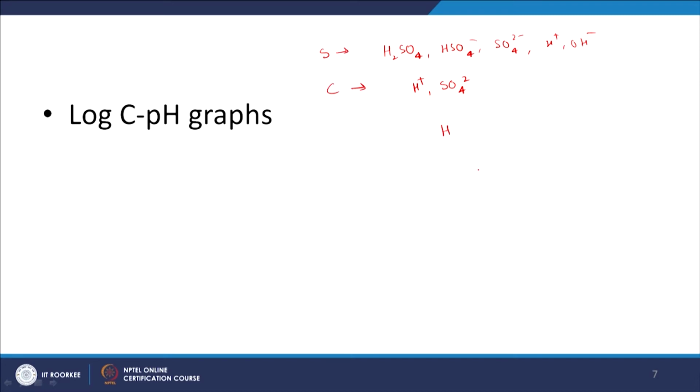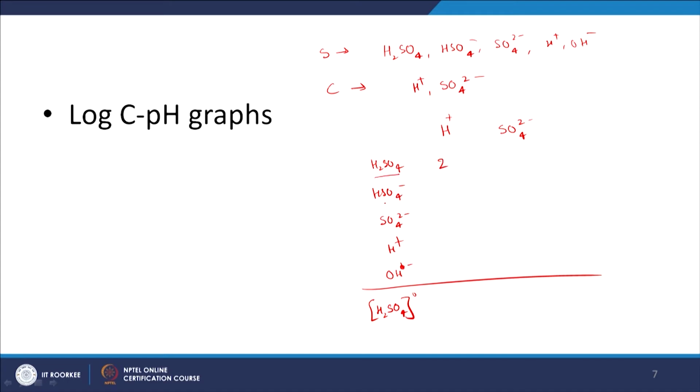So I'm doing it on H plus and on SO4 2 minus. The species are H2SO4, HSO4 minus, SO4 2 minus, H plus and OH minus, and my source is the initial H2SO4 that I am adding to the solution, right. So here, how many H do you need to form H2SO4? You need 2. How many H do you need to form HSO4? 1, 0, 1 and -1.